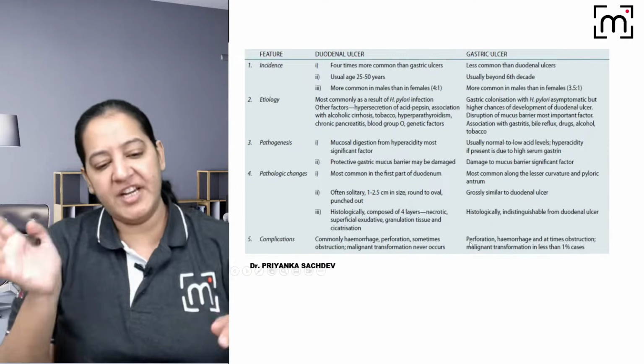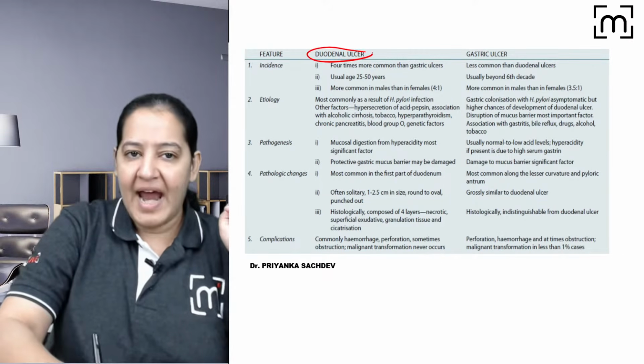Now let me differentiate the duodenal ulcer and gastric ulcer.